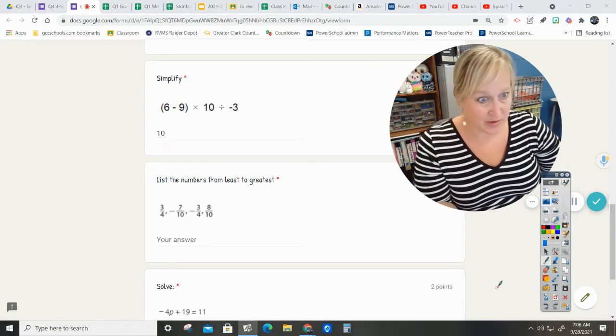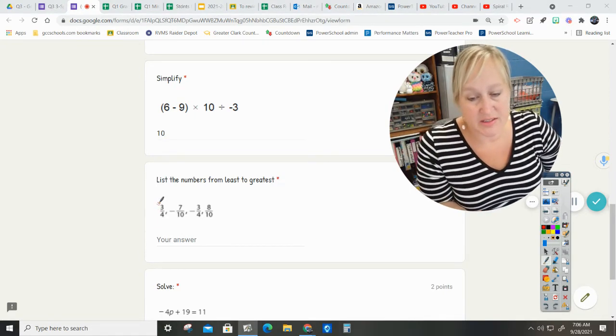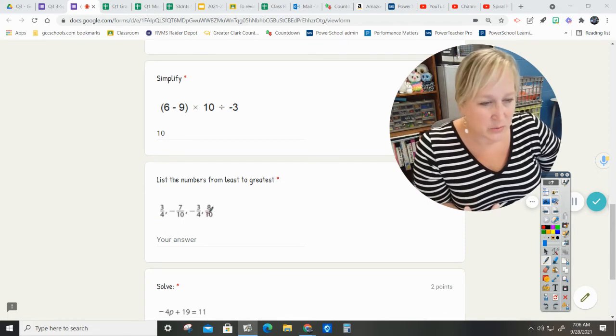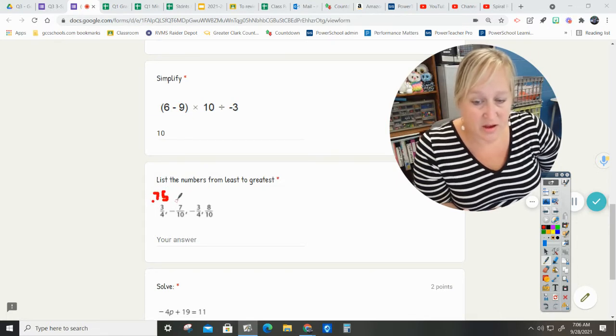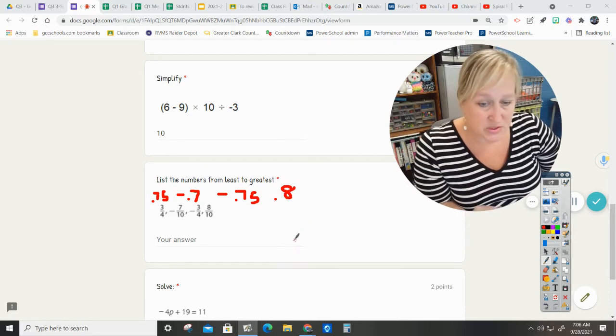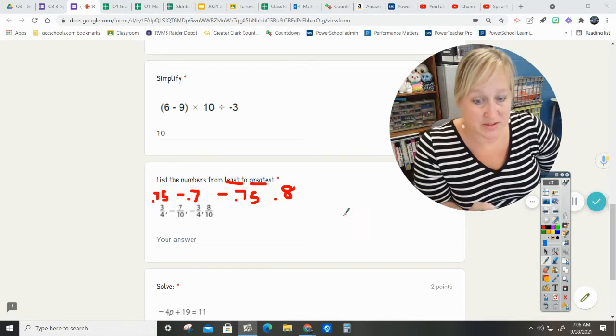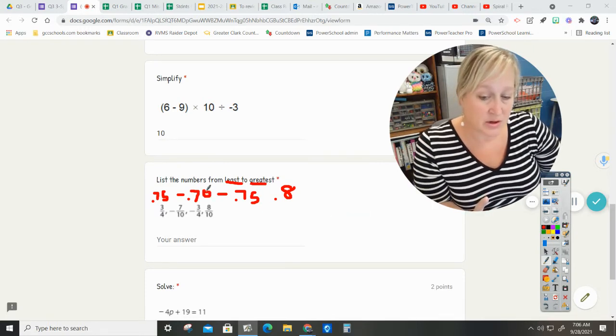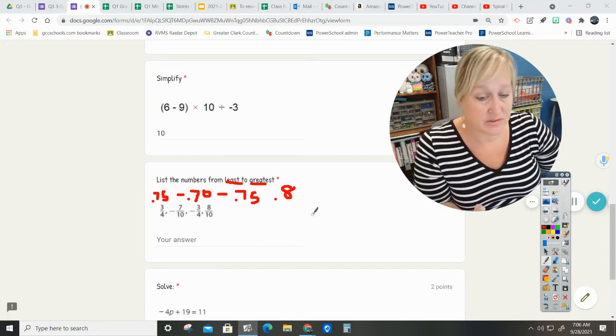This one is one of my favorites, listing the numbers from least to greatest. These seem to be ones that are a little easier to write as decimals. So I'm going to make 3/4. I know that is 0.75. I know that negative 7/10 is negative 0.7. Negative 3/4 would be negative 0.75. And 8/10 is 0.8. So if I were to put these in order from least to greatest, I need to think about it: my smallest number is not negative 0.7, but negative 0.75.